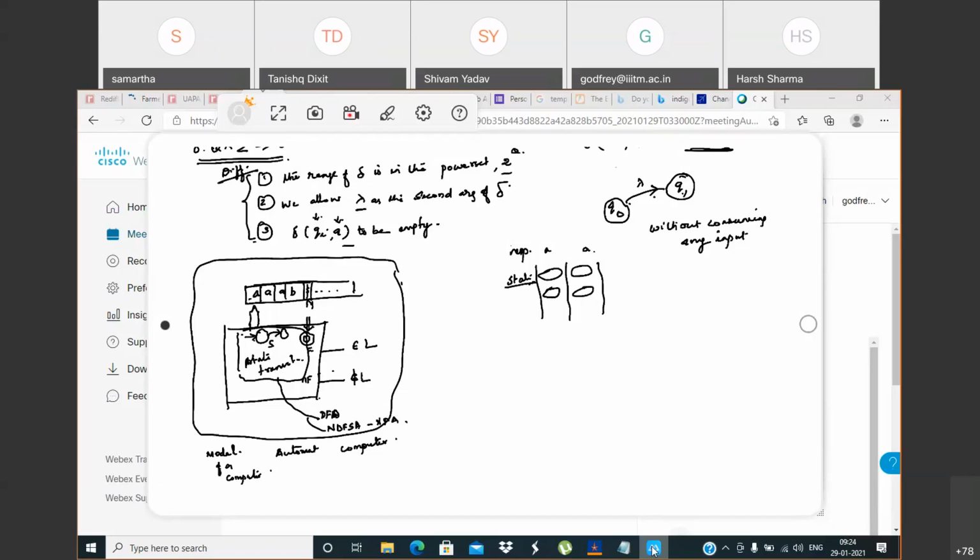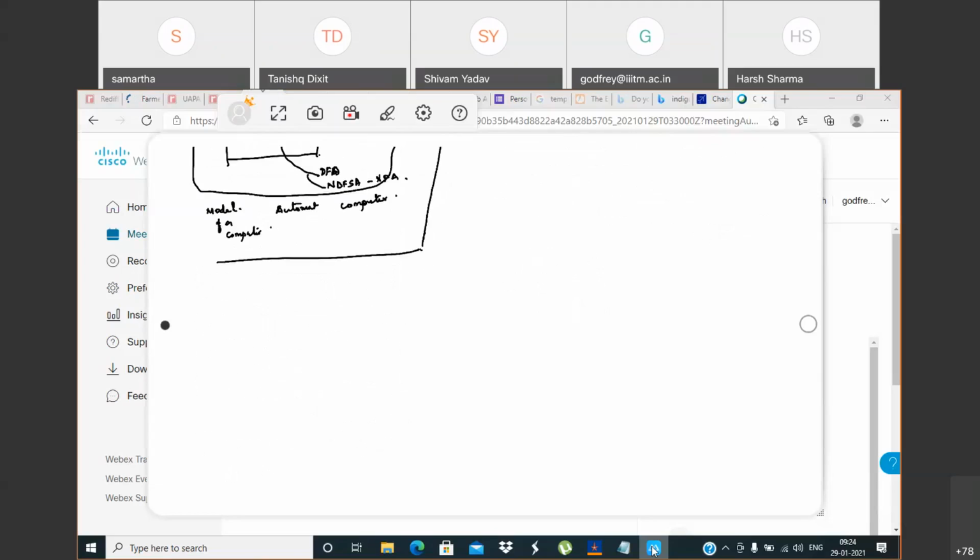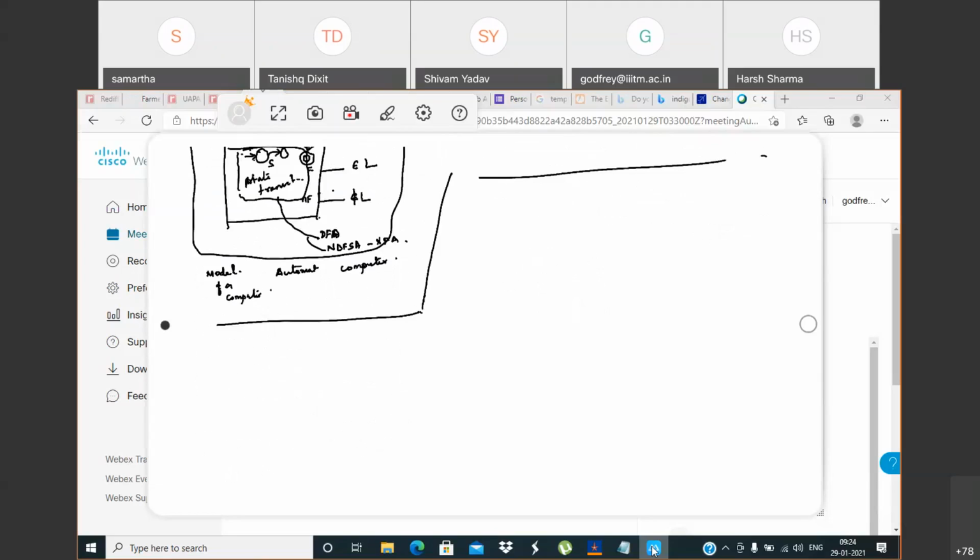Now, let's look at one example. So let's look at a transition. We have Q naught and Q1 and Q2.